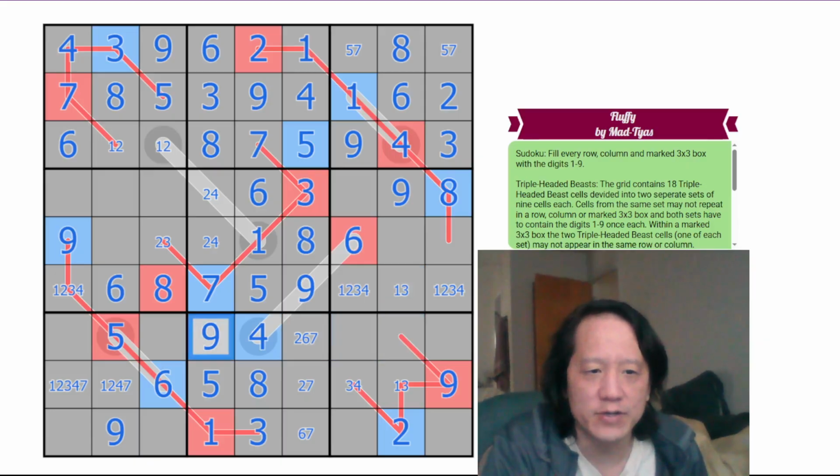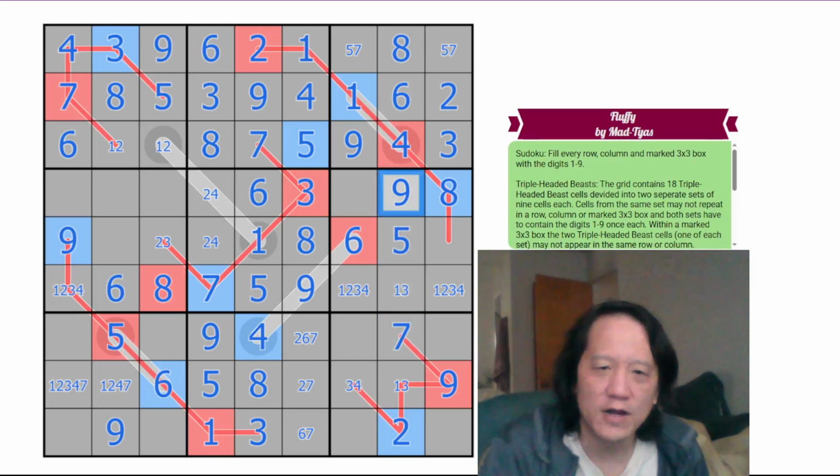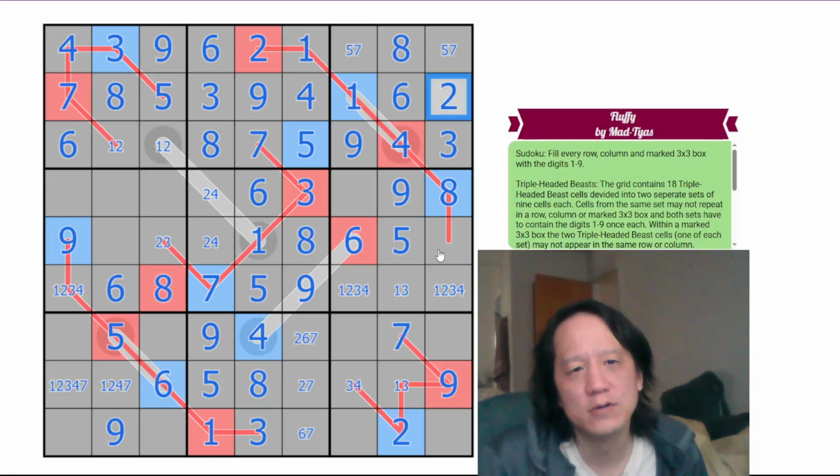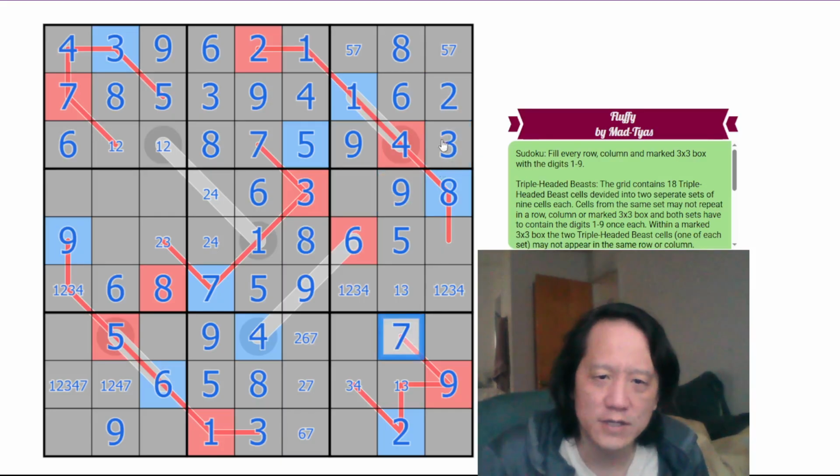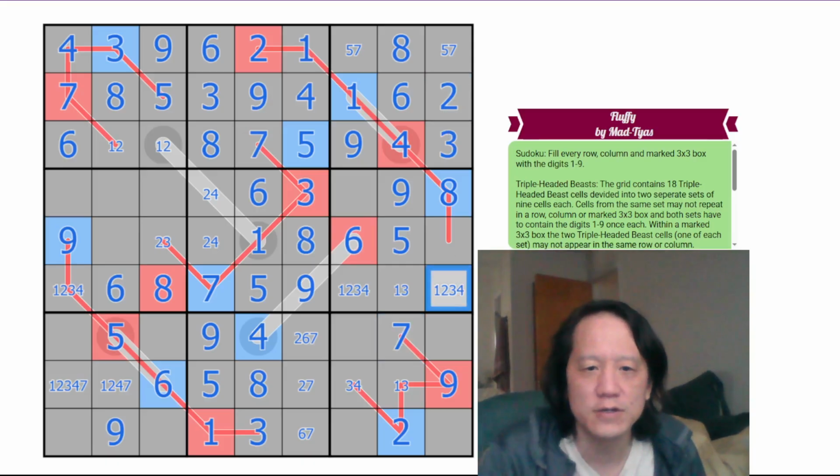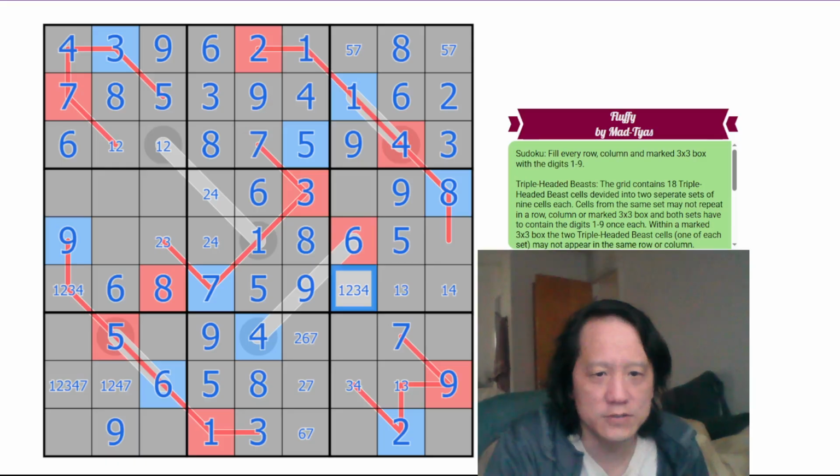This can't be 5 because of 5 in the row. And this can't be 1 or 3. So this is 7, which makes this 5. I think this was the problem here. We have a 2 there. That's different. This can't be 2 or 3. This can't be 1.